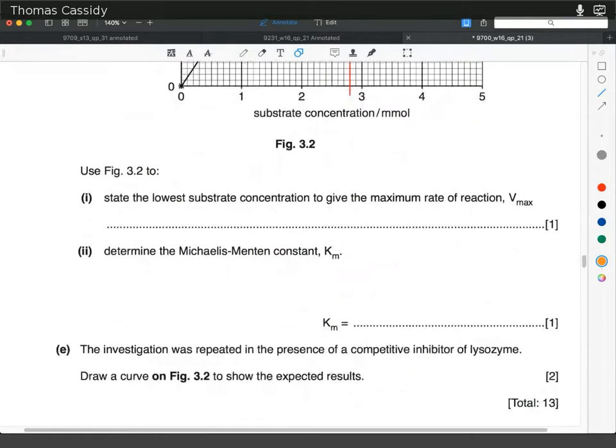And that's it. There's no need to do lots of calculations. There is an equation involving the constant, but we're not asked about that here.